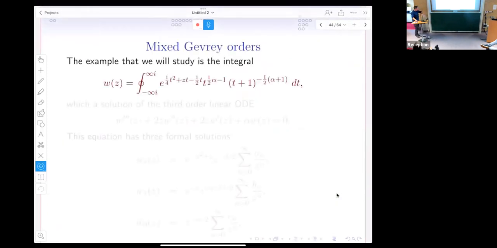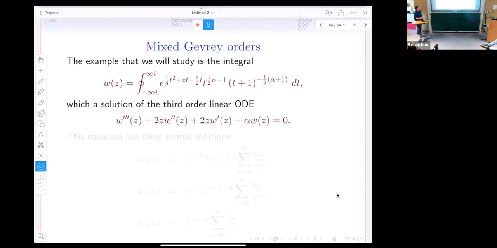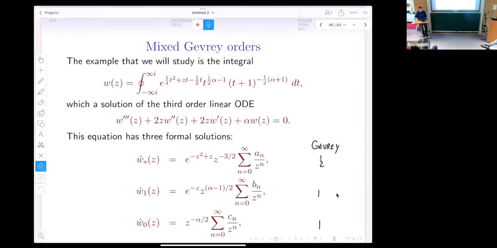Okay, now my final example. Many of the details are similar, so I'll skip most of it. You can either start with this integral representation, and at the end, I'll come back to this integral representation because, in a way, it tells you everything that you need to know. But let me first translate it again to an ODE. Again, a simple third order linear ODE. And the reason that I want a third order in this case is because I wanted to have different orders.